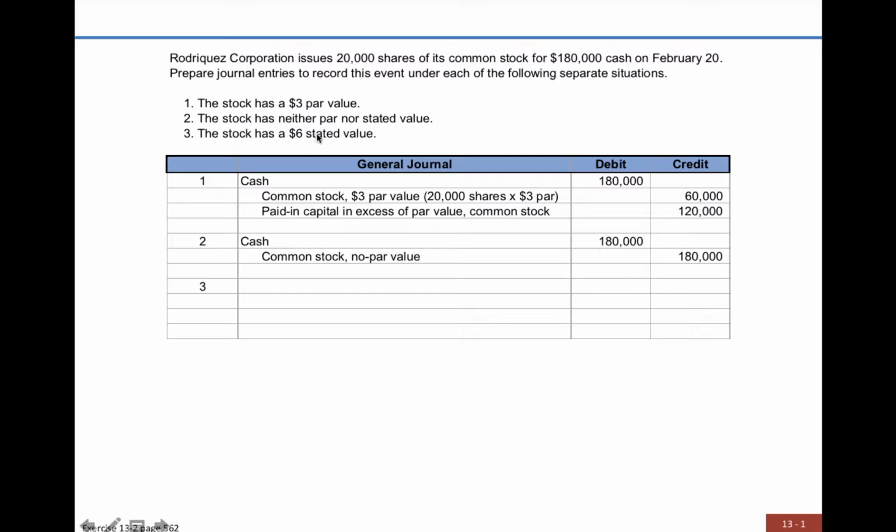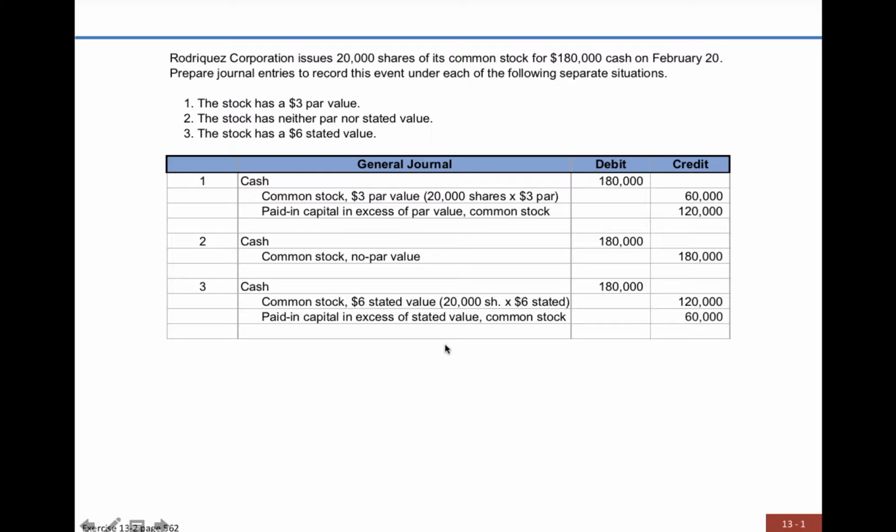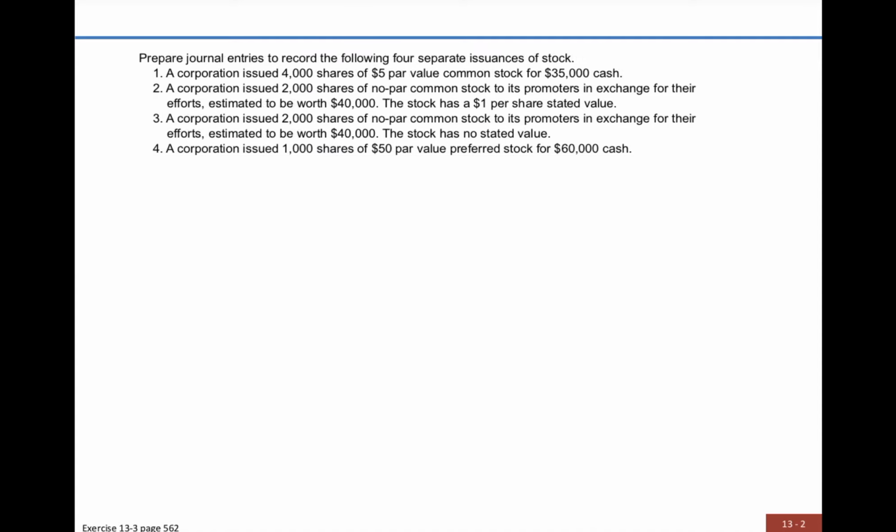But the only other difference besides that is instead of using the word par, we're going to use stated. So in other words, 1 and 3 look very similar here. So common stock, $6 instead of the $3, so this will be double the amount, 120,000. And then, like I said, instead of paid-in capital in excess of par, we're going to have paid-in capital in excess of stated value. All right. Next question. Prepare journal entries to record the following 4 separate issuances of stock.